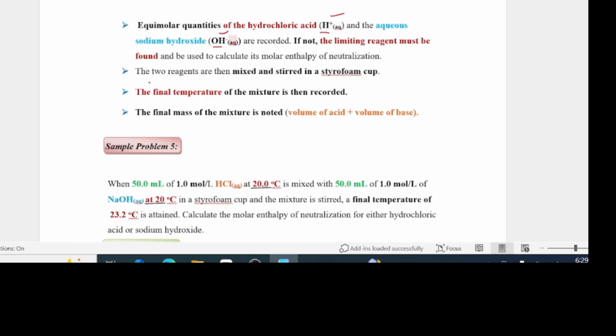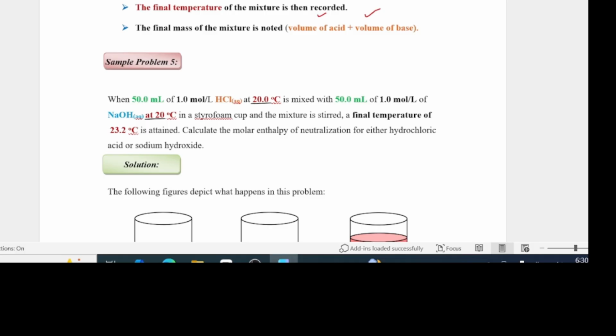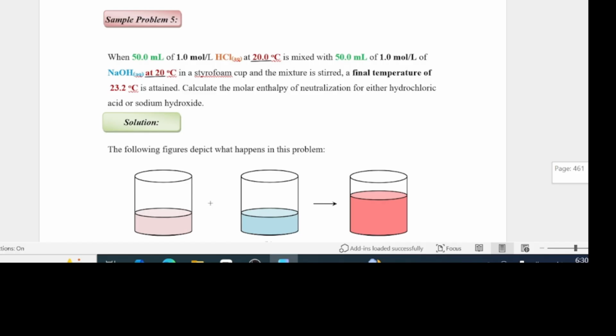Next, the two reagents are then mixed and stirred in a styrofoam cup. So we know their initial temperatures, we know their initial volumes, and then the final temperature of the mixture is recorded. The final mass of the mixture, of course, will be equal to the volume of the acid plus the volume of the base. The following sample problem is used to show how the molar enthalpy of neutralization for the reaction between sodium hydroxide and hydrochloric acid is calculated.